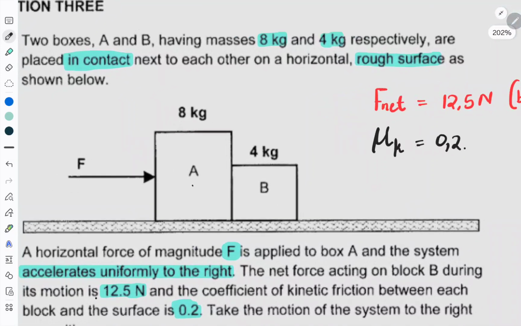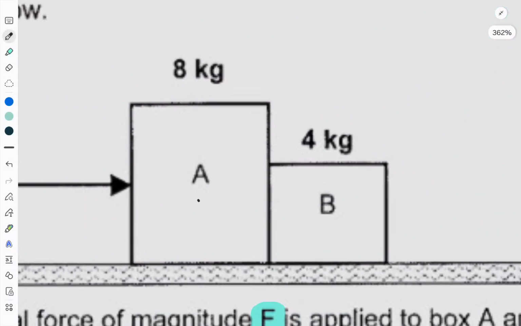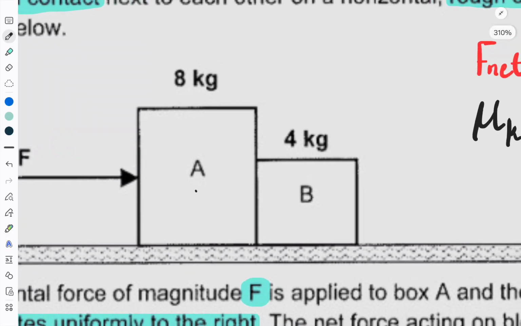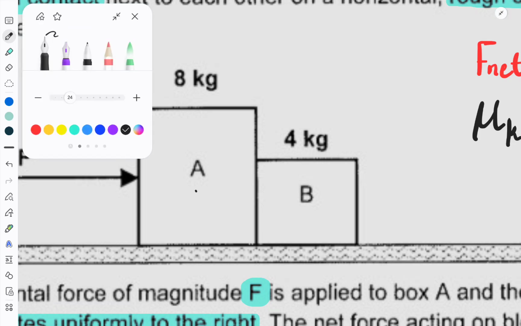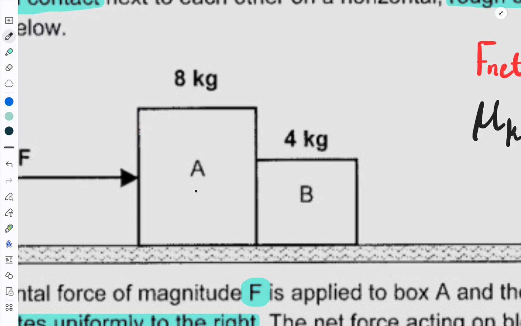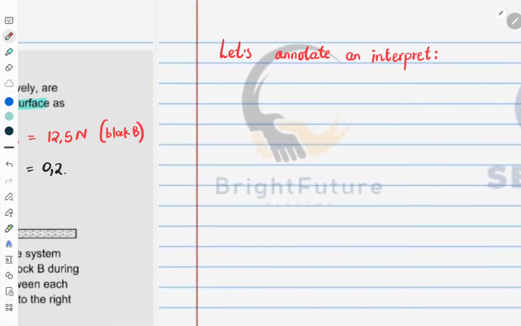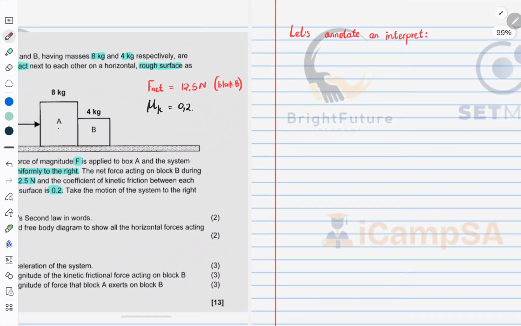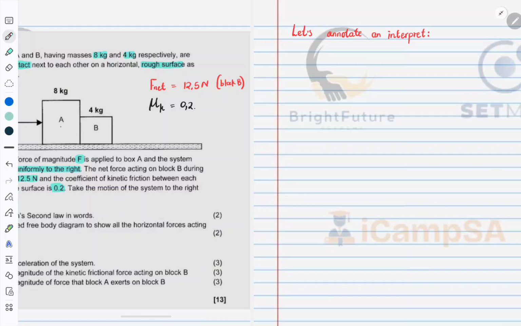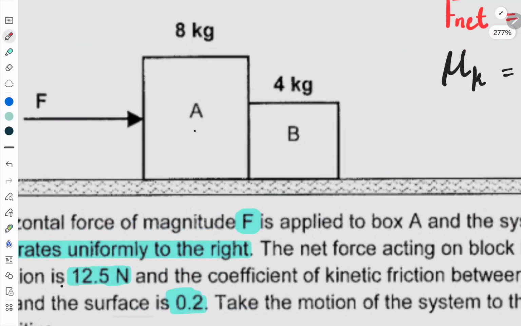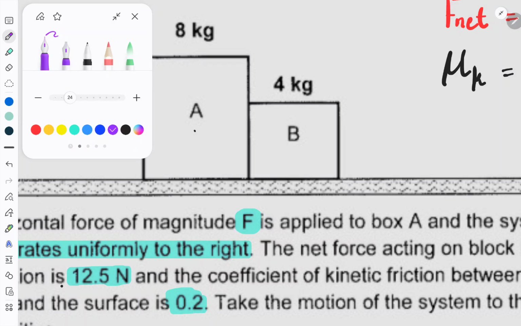So as I was saying, we must pay careful attention here. Let's start with block B. If we go to block B and we draw all forces that are on block B, we're not doing the free body diagram yet, we're just annotating it like we always do. So let's annotate and interpret the question. We have a system of blocks, block A and block B. Let's start with block B, and I'm concerned with the forces on block B.